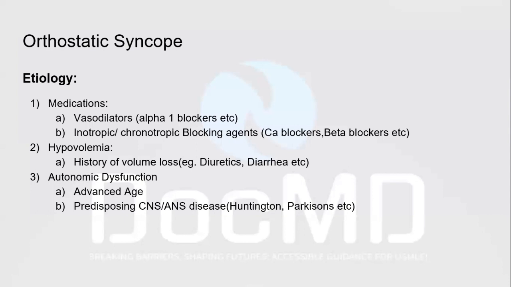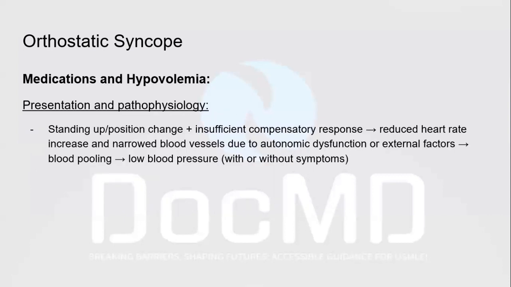And autonomic dysfunction. This happens with advanced stage predisposing CNS or ANS disease like Huntington's, Parkinson's. I also have to mention diabetic patients when they have autonomic neuropathy. So this happens in them. Since it's a very common patient population, I'm just going to mention it over here. So now medication and hypovolemia, again, I've explained all of this to you.